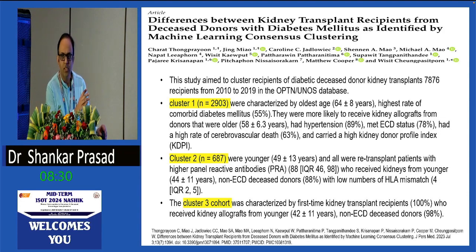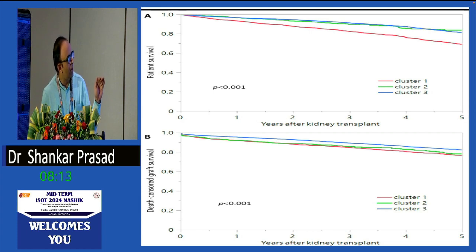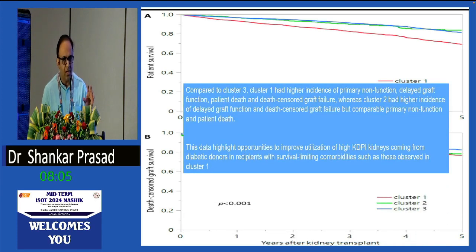Cluster 2 are the younger donors, but with a high-risk immunological profile and a second transplant. Cluster 3 are the ones who have been well kept, with a first kidney transplantation, and they received the graft from younger donors. When they made these clusters, they identified that cluster 1 people didn't do well compared to clusters 2 and 3, in spite of all receiving diabetic donors. What I want to emphasize is that if we can allocate properly, to a group like cluster 1 who have less survival, kidneys that are diabetic with high KDPI and other comorbidities, then it will be an appropriate allocation to the recipient.